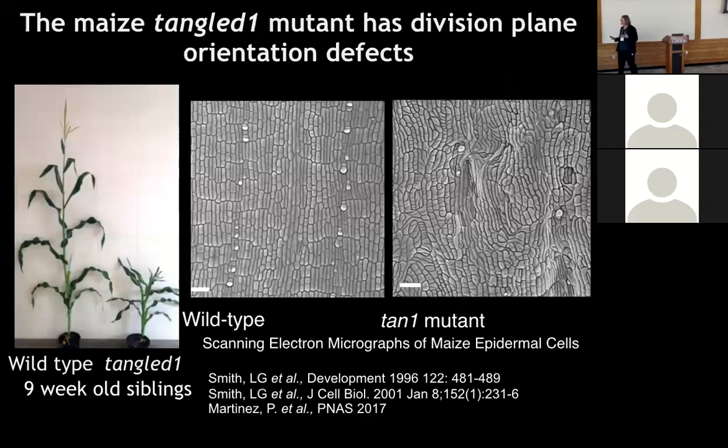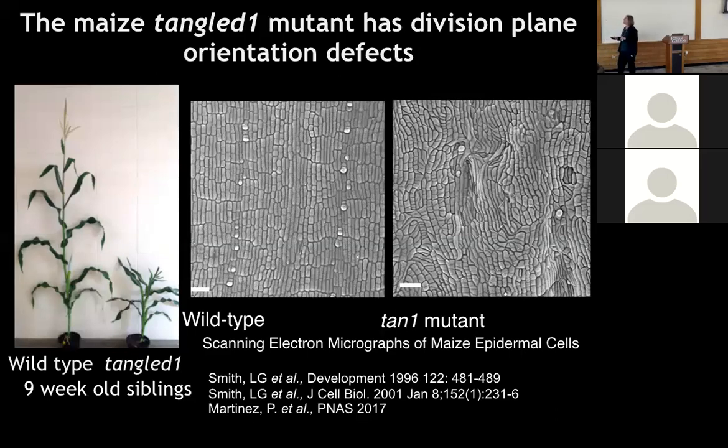So to understand more about division plane orientation, we use mutants. One of the mutants that we have in the lab is called tangled. Can anyone tell me what's wrong with this mutant, just from a large-scale viewpoint? It's all jacked up. Yes, exactly. But in what way? Short. It's short, right? Okay, we would talk about this in our ontology, right? We talk about the phenotype. It's got a short stature.